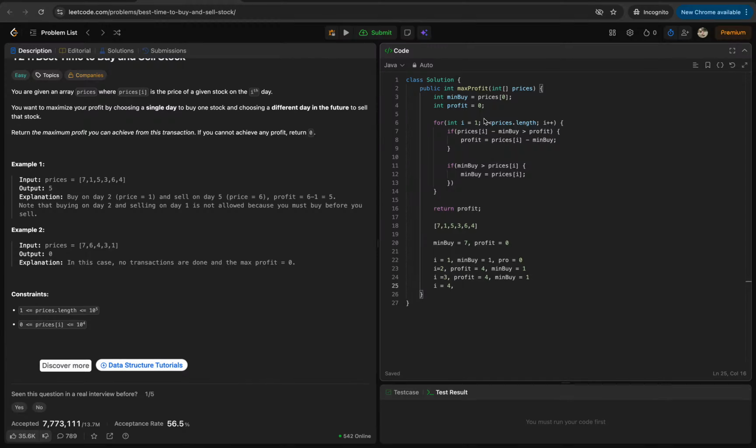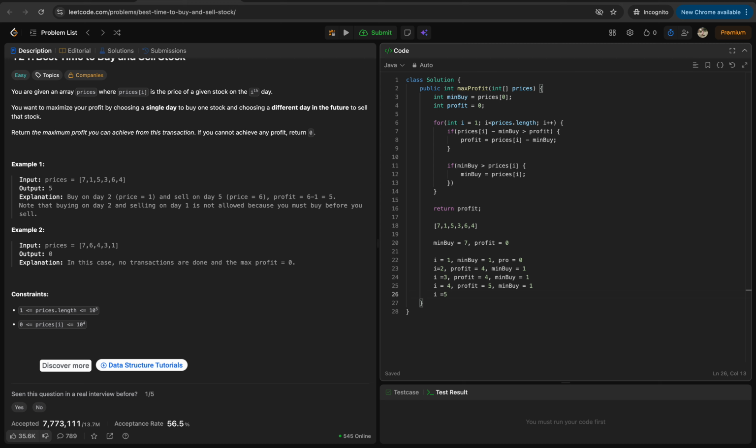Now we have I is 4, so we are at 6. Now we'll check if 6 minus 1, 5, is greater than profit. Yes, it is greater, and so profit will update, profit will become 5. And if min by, which is 1, is greater than 6, no, it is not, so min by will remain same.